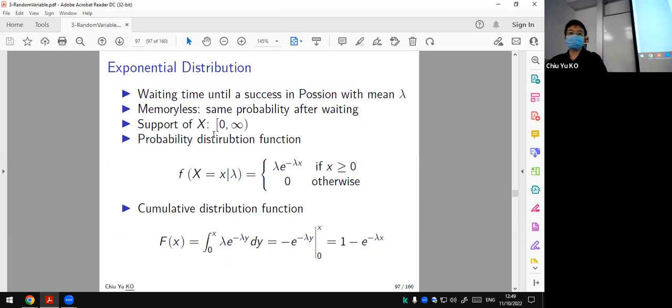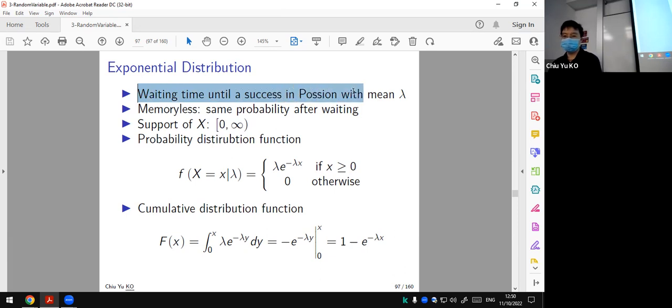The reason is that the support of the exponential is from 0 to infinity, right? The time until something happens is always a non-negative number. But the normal comes from negative infinity to positive infinity, so using it for time is not appropriate. And this is something rather simple. It's just how long you need to wait until a success.